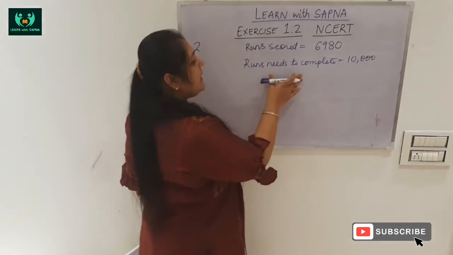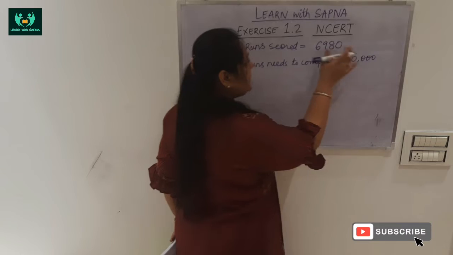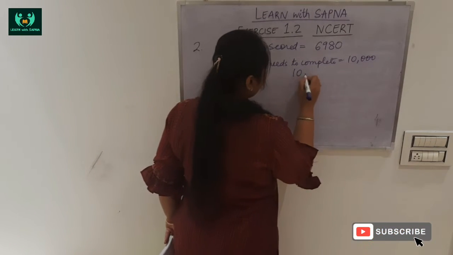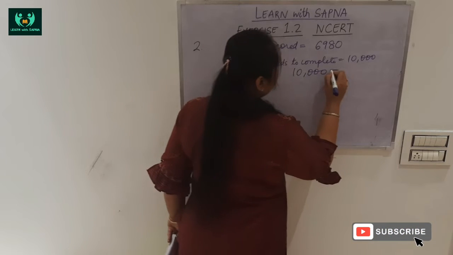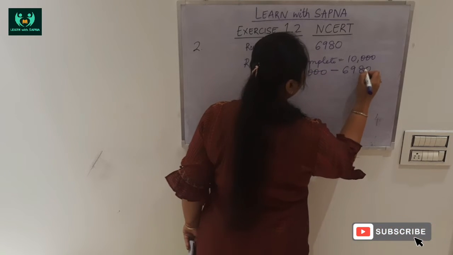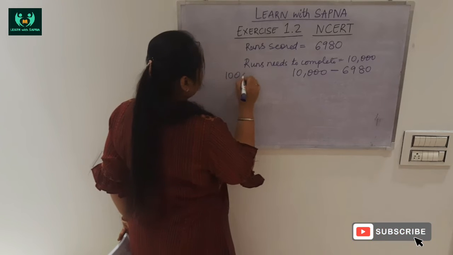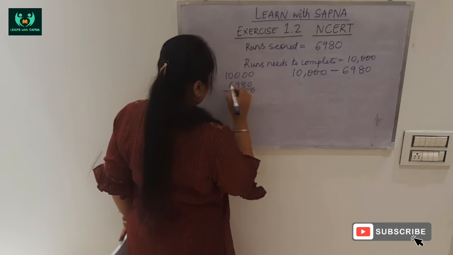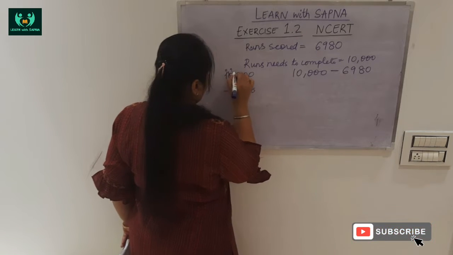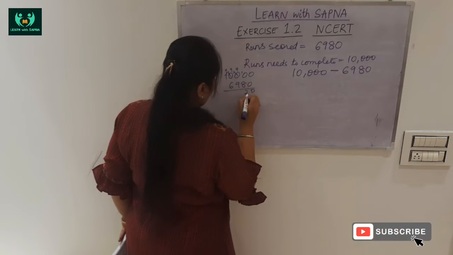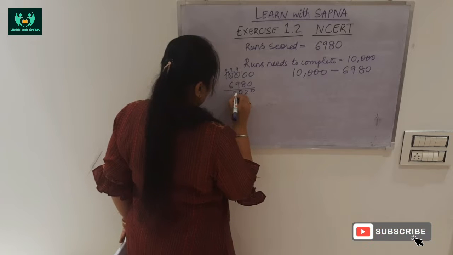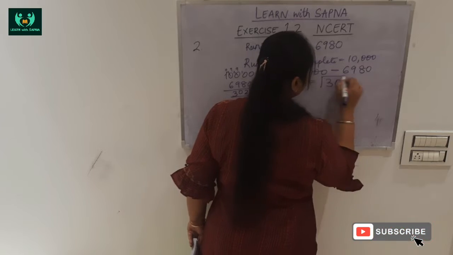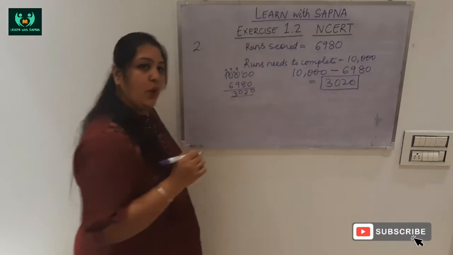Very simple thing. How much he needs to complete? 10,000. This much he has already done. So how much more he needs? 10,000 minus 6,980. Simple subtraction will do. So 3,020 runs he needs more to score.